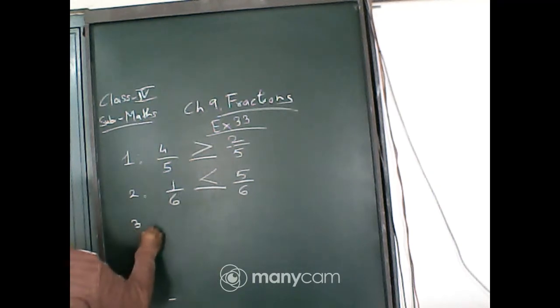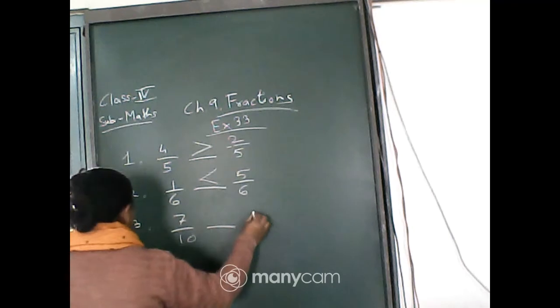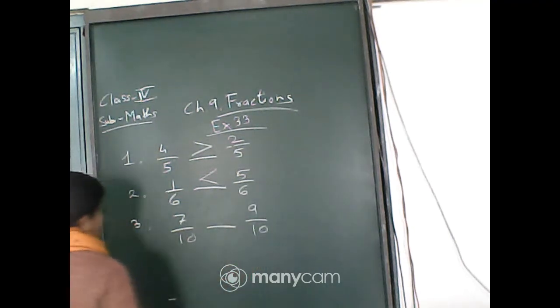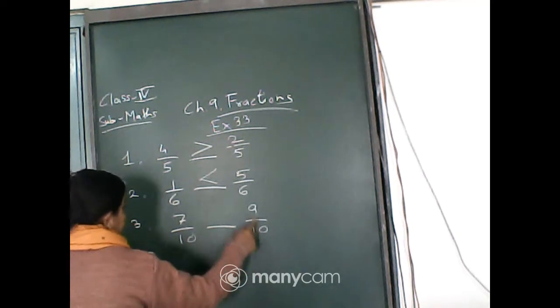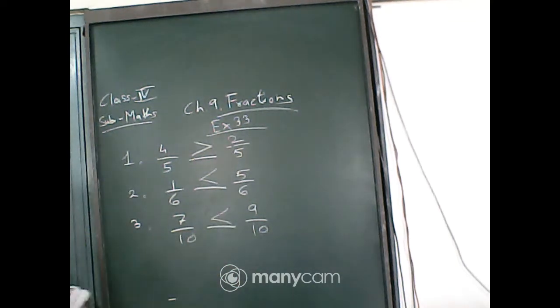Number 3, 7 by 10 dash 9 by 10. Here also the denominators are the same, 9 is greater than 7, so it will be less than. So 7 by 10 is less than 9 by 10. Okay. So this way you will complete the other sums also. It is very easy. You can complete it on your own. Okay. Now come to question number 10.